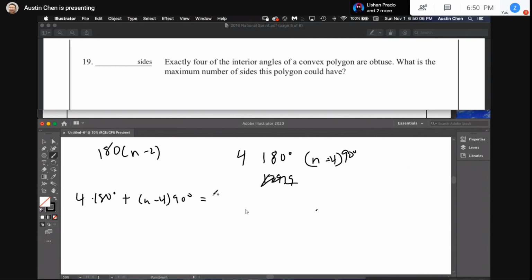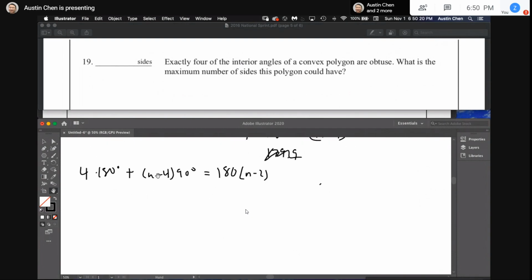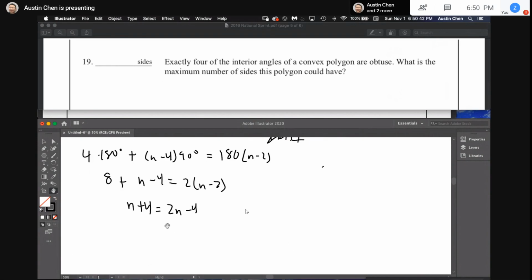And we can set this equal to 180 times n minus 2, and we can try to find the maximum n that we can have. And again, if we find an inequality, we'll have to be careful with our limit angles thing. All right, so what can we do? We can divide everything by 90, so then we'll have 8 plus n minus 4 equals 2 times n minus 2. All right, and then we have n plus 4 equals 2n minus 4. And then we have n equals 8.